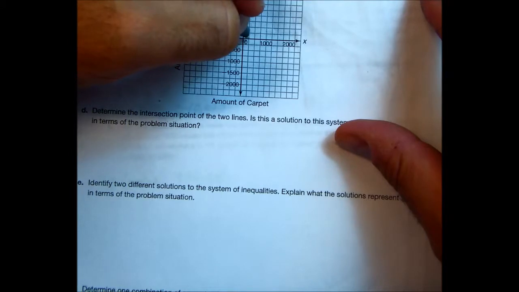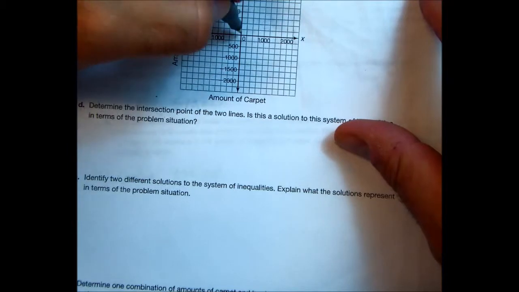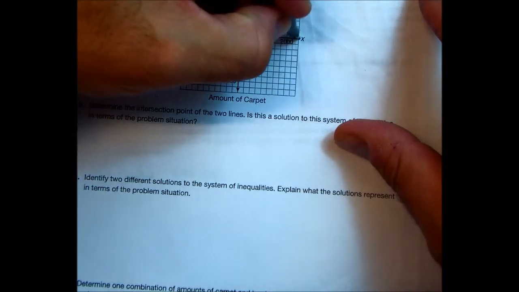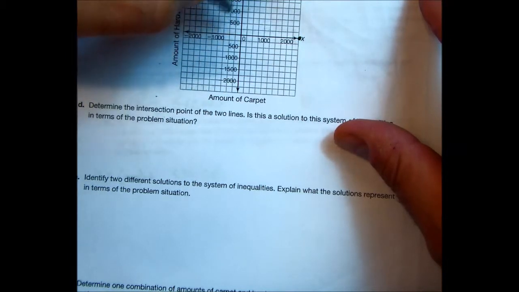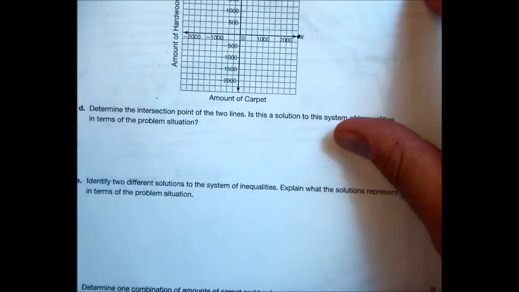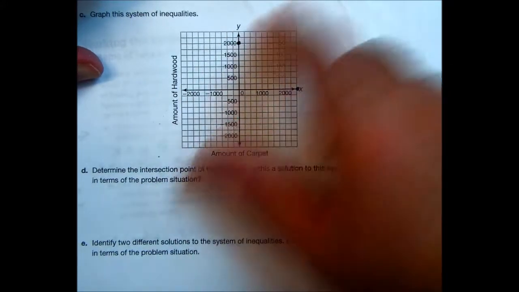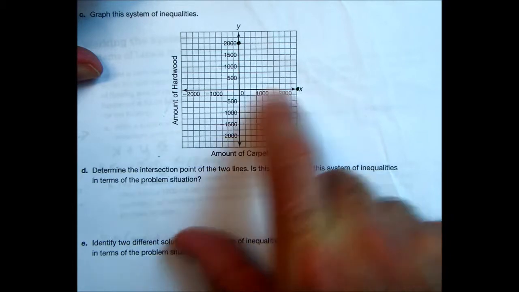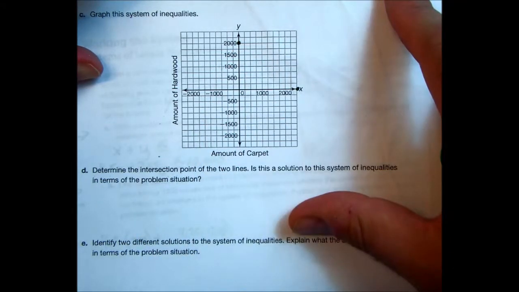They go 2, 4, 6, 8, 10. This is 20,000, and this is 250, 500, 750, 1,000. Okay, so they've counted by different amounts. So I had to figure out how they were counting. They counted this way, and then they counted this way.